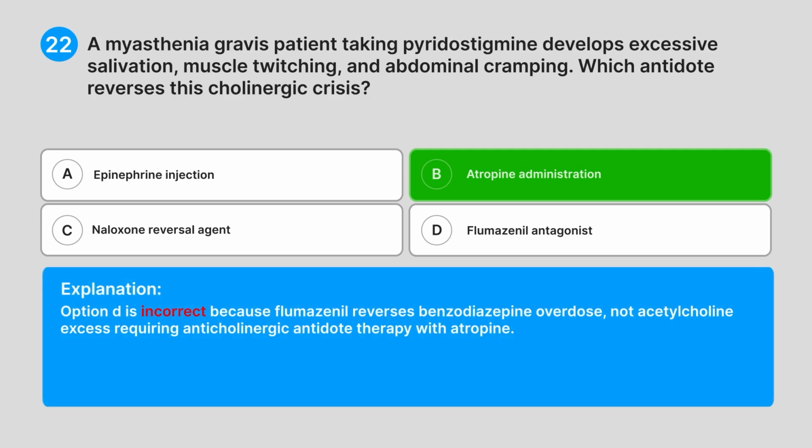Option D is incorrect because flumazenil reverses benzodiazepine overdose, not acetylcholine excess, requiring anticholinergic antidote therapy with atropine. Understanding cholinergic crisis in myasthenia gravis is crucial for patient safety.